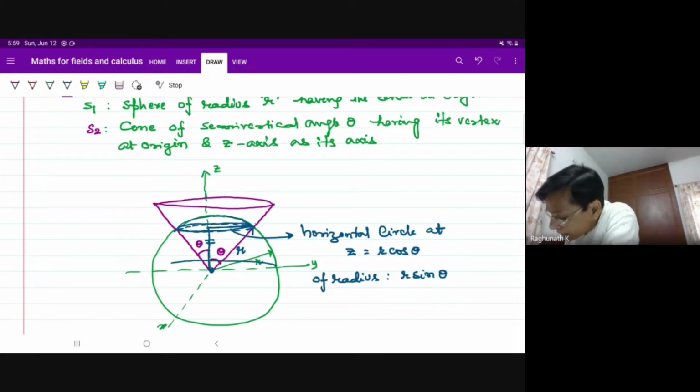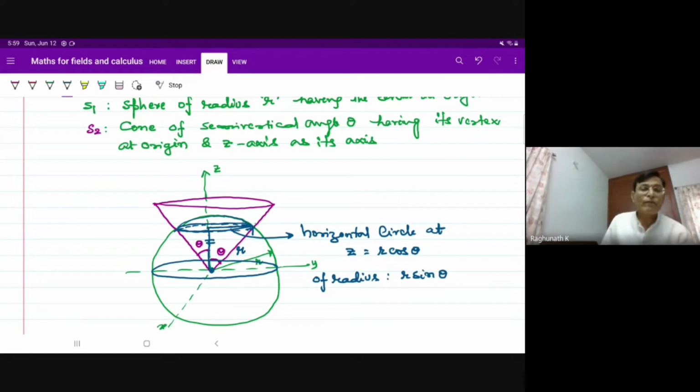When you talk about this circle called as the greatest circle in this sphere, we say cone of semi-vertical angle theta is equal to pi by 2, where r cos theta will become 0 through origin. R sin theta will become equal to r. It's good to see.